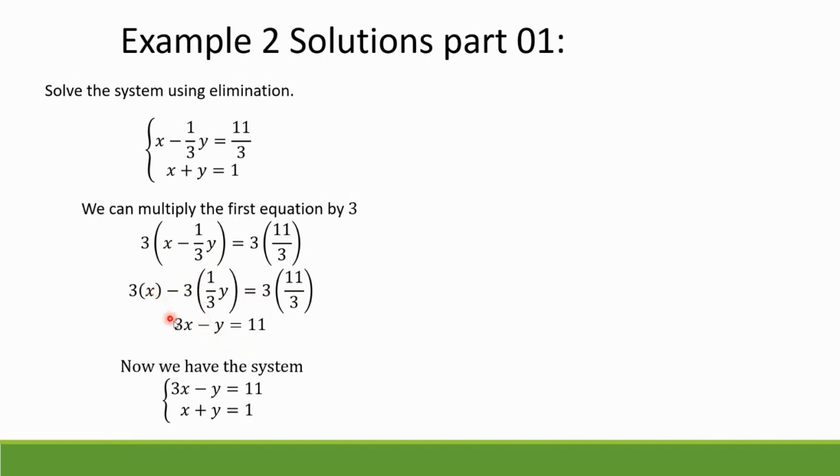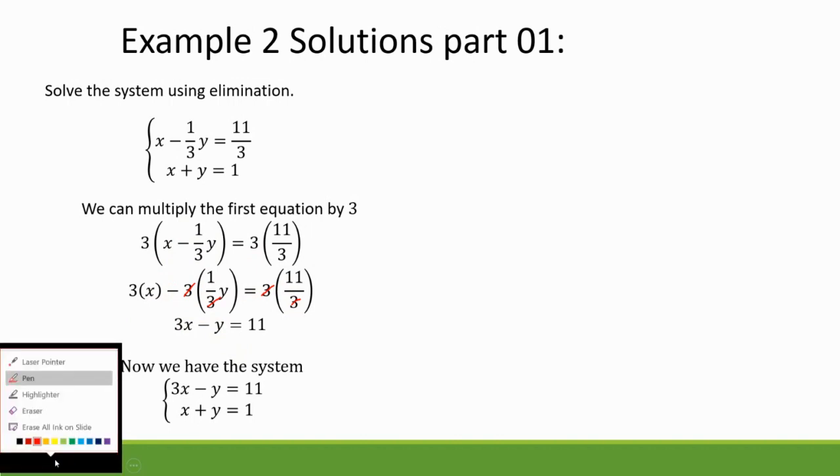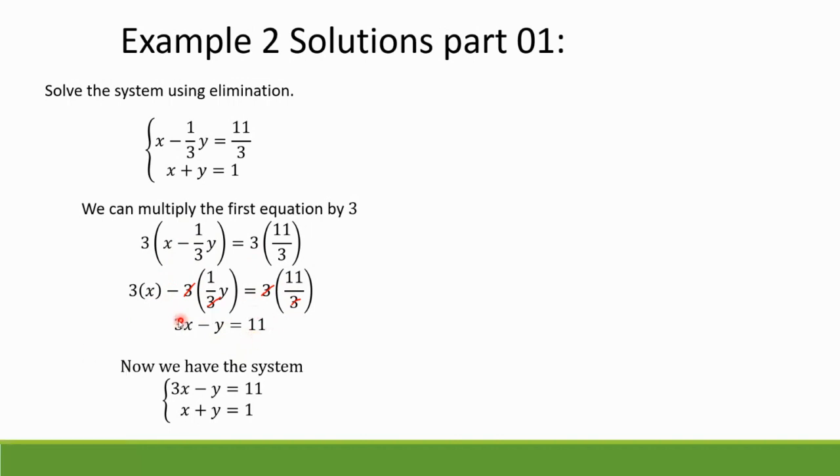And so what happens is here we get 3x, the 3's cancel, and we get y, like so. And we have 3 times 11 over 3. And of course, the 3's cancel, we get 11. That's what we get there. So now the system becomes this, as you can see. Namely, we have 3x minus y equals 11, and x plus y is 1.